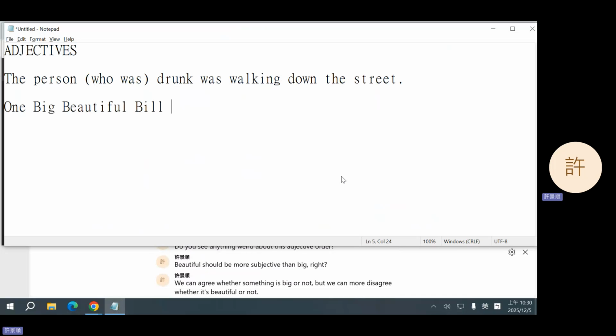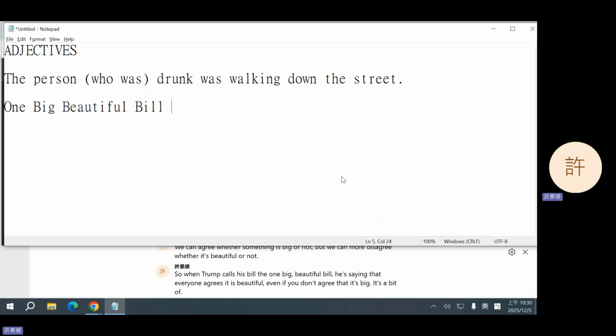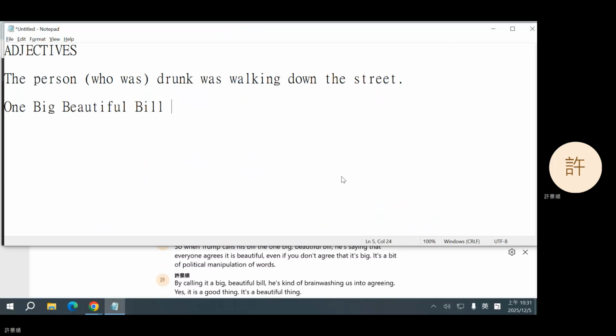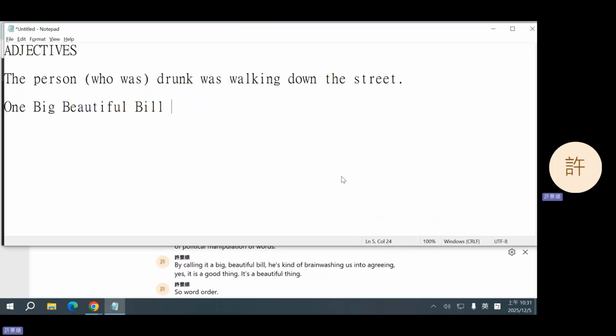So when Trump calls his bill the One Big Beautiful Bill, he's saying that everyone agrees it is beautiful, even if you don't agree that it's big. It's a bit of political manipulation of words. By calling it a big, beautiful bill, he's kind of brainwashing us into agreeing, yes, it is a good thing. It's a beautiful thing. So word order affects your meaning. Questions so far?